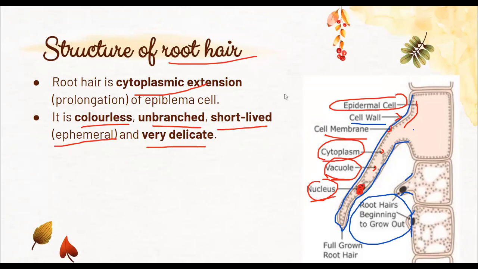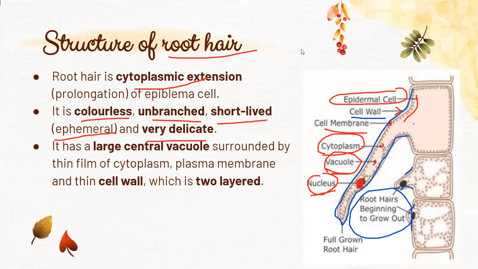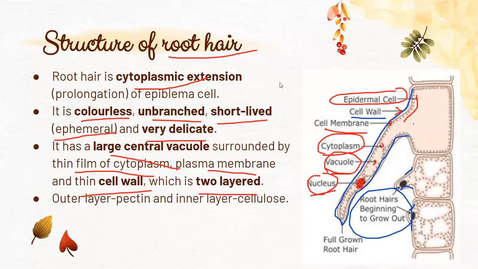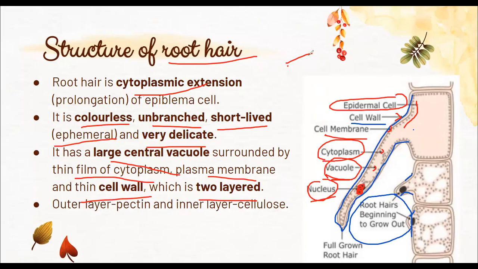You can take any fruit, any vegetable, and if you see the tip of that, or just take out a small sapling and look at the roots, they will have very fine structures around them. Those fine thread-like structures are the root hairs. Then the vacuole is present in the root hair, also surrounded by a thin film of cytoplasm. Then you have the plasma membrane and a thin cell wall, which is two layered, made up of pectin and cellulose. So this cell wall will have two layers to it basically.